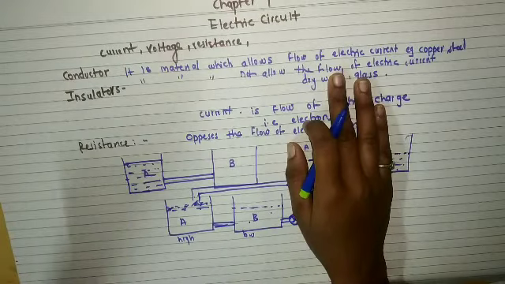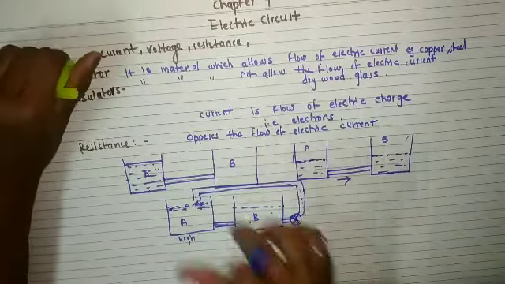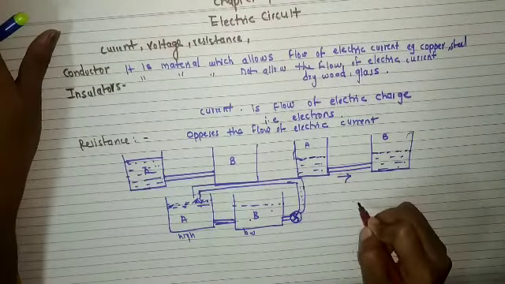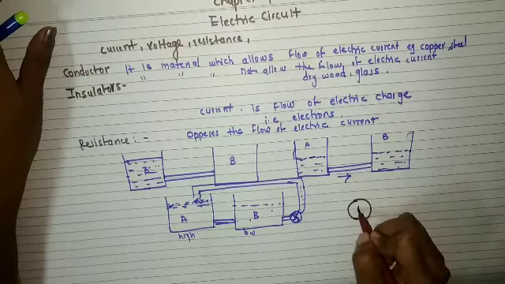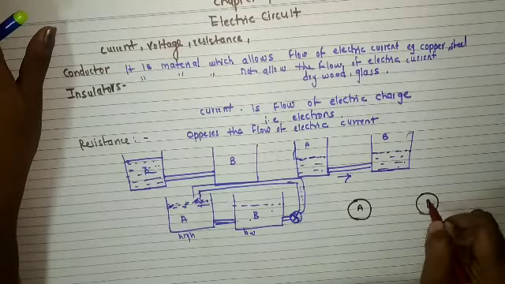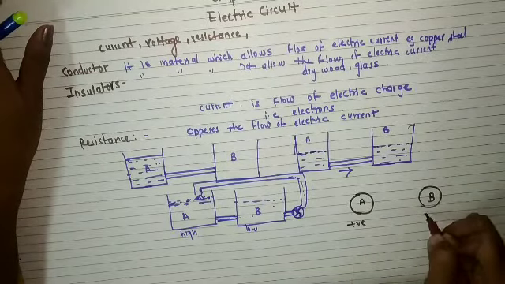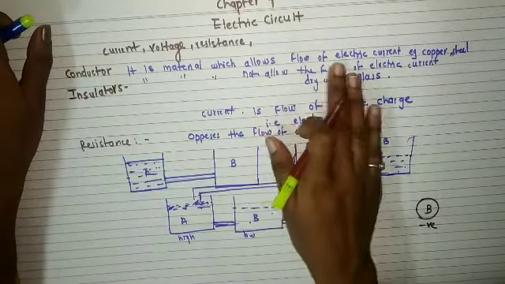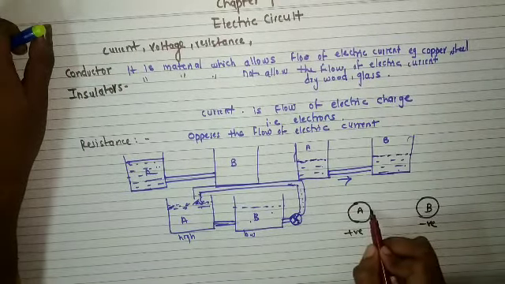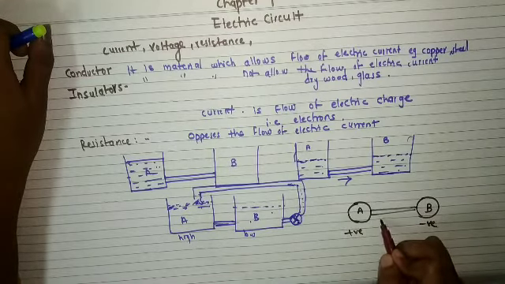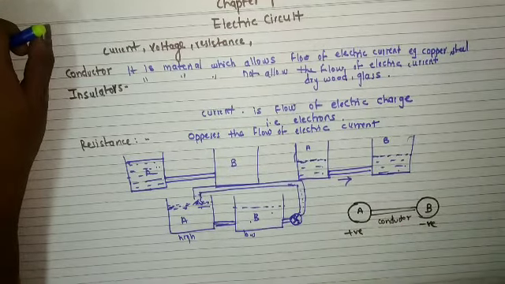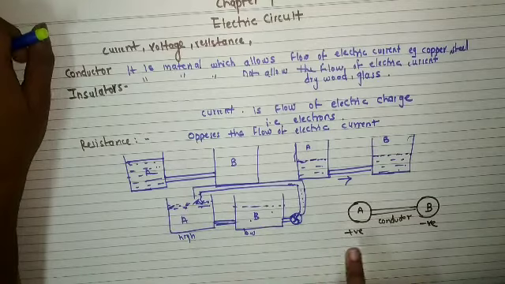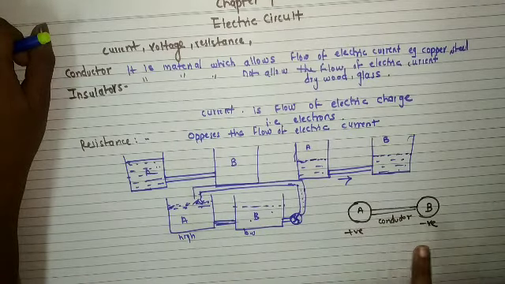So by comparing this, consider these are two bodies. This is A and this is B. This is positive charge and this is negative charge. As I told, a conductor is a material which allows the flow of electric current. So these are the two bodies and we'll attach a conductor here. Then as in the earlier example, water flows from high level to low level. Here positive means it is at high level and this is at low level.